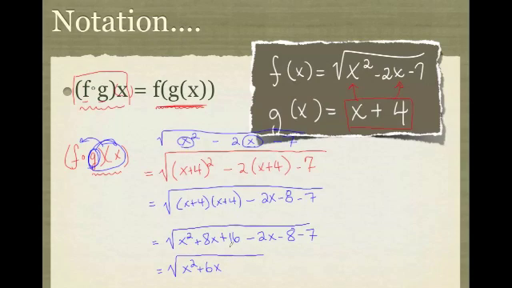And here I have plus 16 minus 8 minus 7 is just going to be plus 1. Okay, and then we're going to leave it like that.